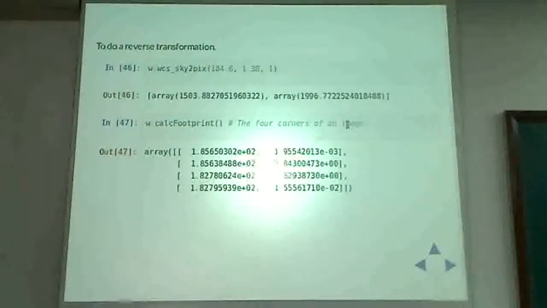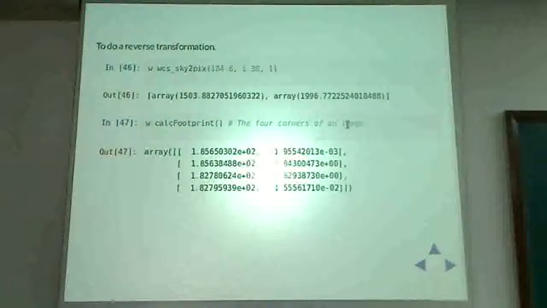This is the inverse example. I now want to convert sky into pixels. So I'll say, what is the pixel corresponding to this RA and this DEC, counting the pixels starting from 1. It tells me that this is the exact pixel location for which you have this RA and DEC.